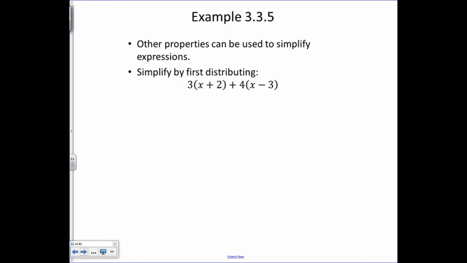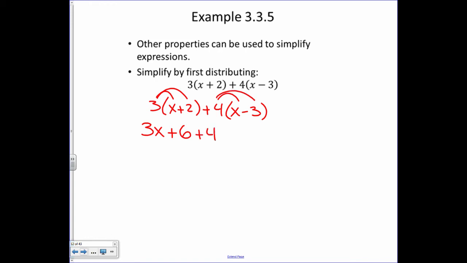So you can use other properties, like the distributive property, to simplify expressions. So we want to simplify this problem first by distributing, and then we're going to add our like terms. So we have 3 times x plus 2 plus 4 times x minus 3. We're going to distribute the 3. 3 times x is 3x plus 6. Distribute the 4. 4 times x is 4x minus 12.